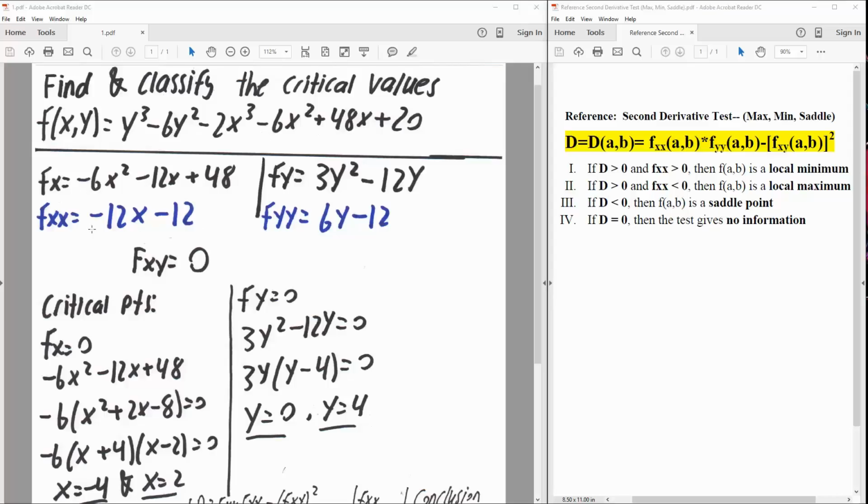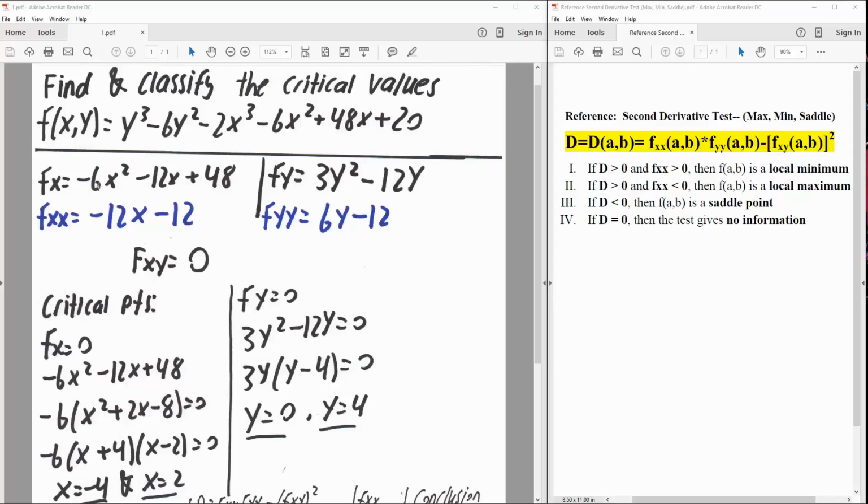And now we will take the second partial derivative, so fxx, and when we do that, we would get negative 12x minus 12. Then we do fyy, we would get 6y minus 12, and lastly we do fxy. So we can choose x or y. Let's just do x. We have no y terms, so it would be 0. And now we can get the critical points.